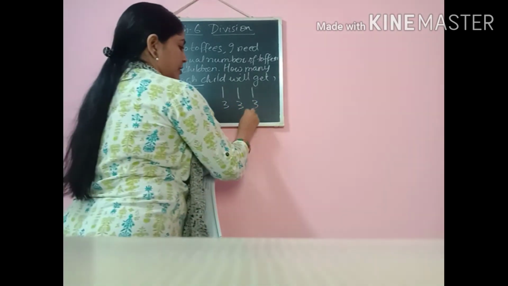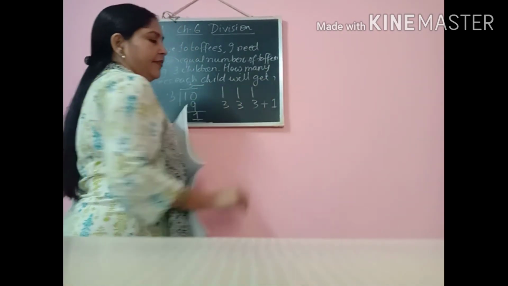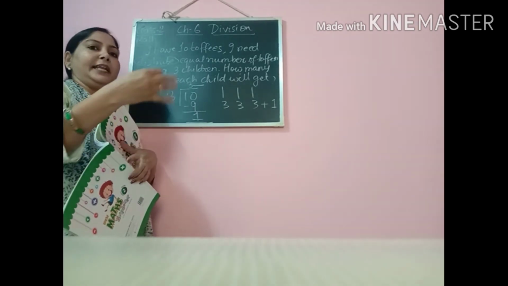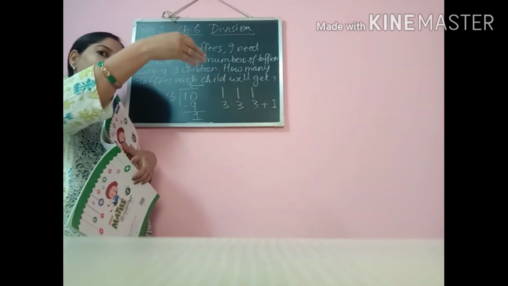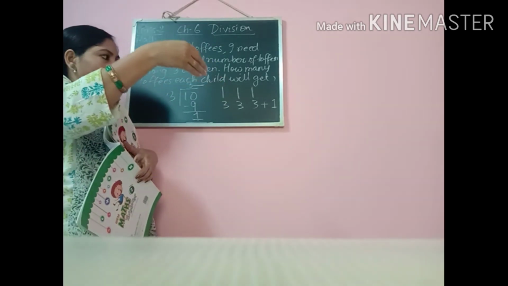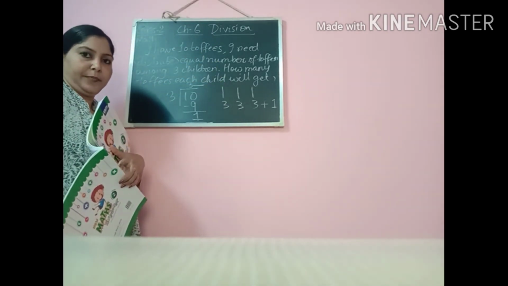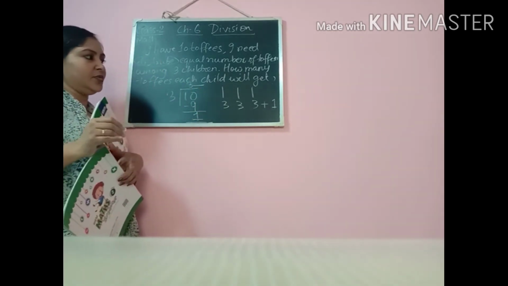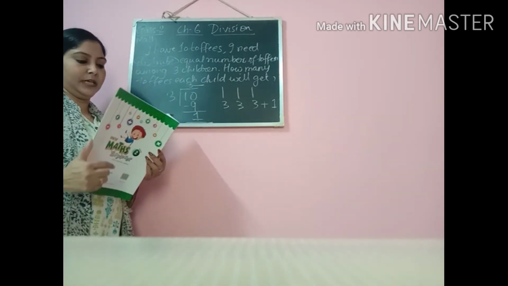And 1 is left out because that is not coming in equal. Had it been another 2 more, then we could have given 4 to each. Right. So here in this way you will be doing the problem sums.